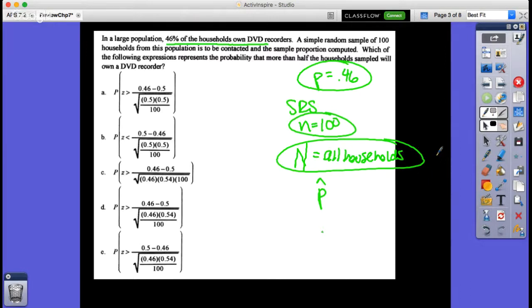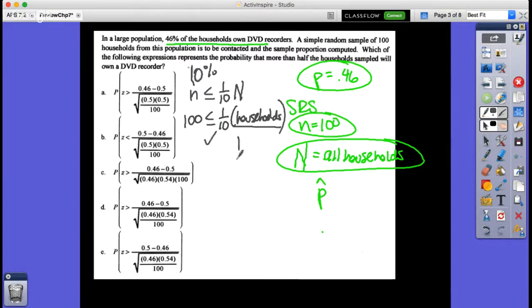So let's talk about this 10% condition. The 10% condition says that little n has to be less than or equal to 1/10 of my population. Is that true? Little n is 100, less than or equal to 1/10 of all households. We don't know the number of all the households, but I would say this is true because all households in America, that's quite a bit. So that's true.